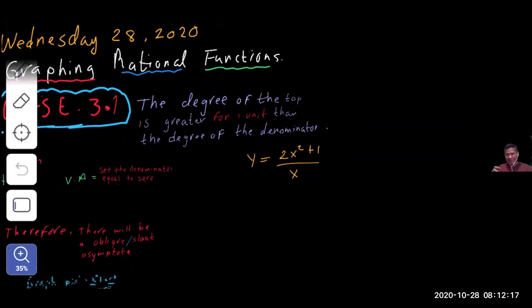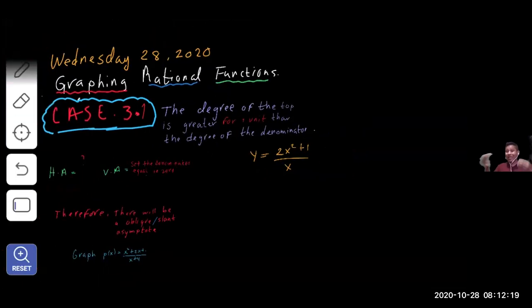What if it is greater by more than 1 unit? That is going to be case 3.2. Let us focus on this.